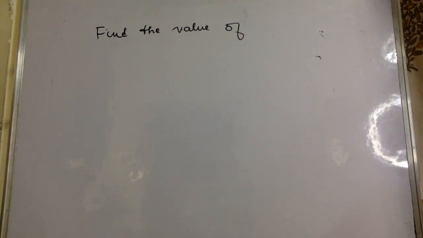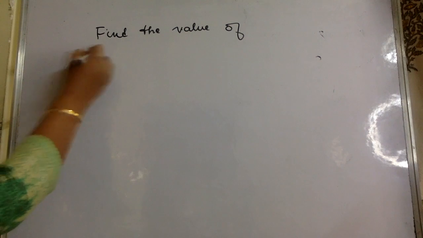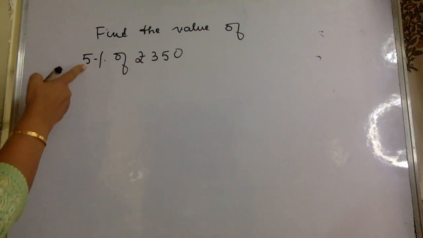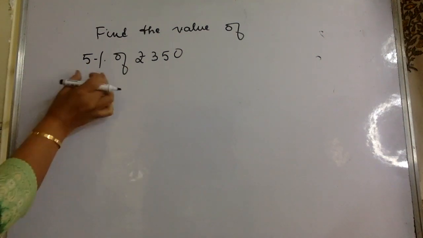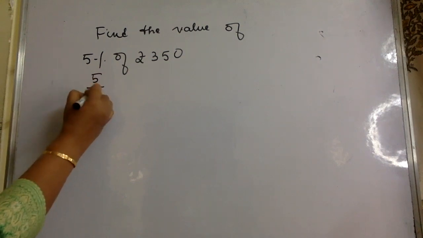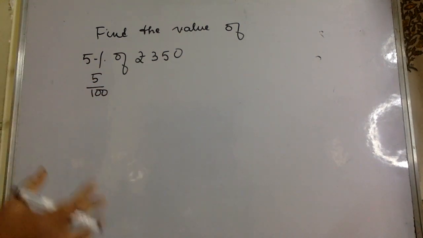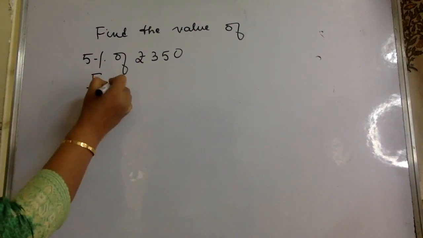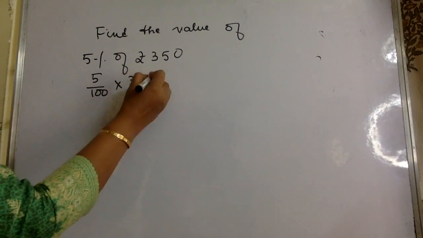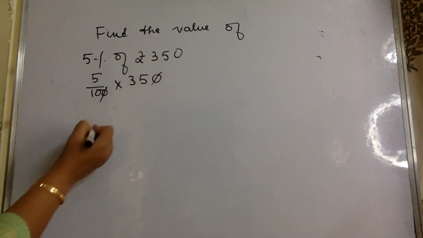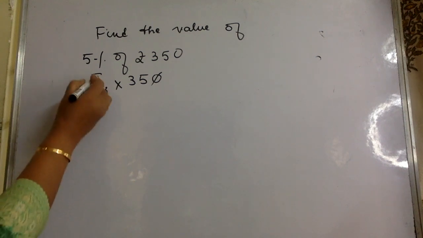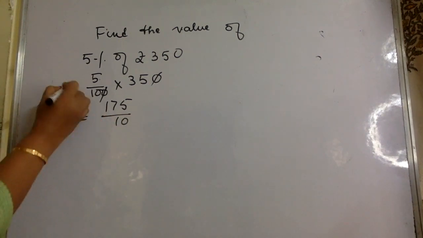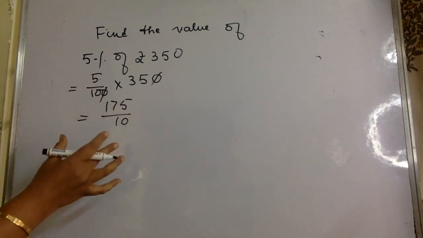Here is another type of question. Find the value of 5% of rupees 350. How to find? If it is 5%, you can't calculate with this percentage sign. So immediately divide it by 100 and convert it to a fraction. Unless you bring it to the fractional condition, you will not be able to calculate. Of changes to into, and then simply write the 350. So this is 5 into 5, 25 to 175 by 10.